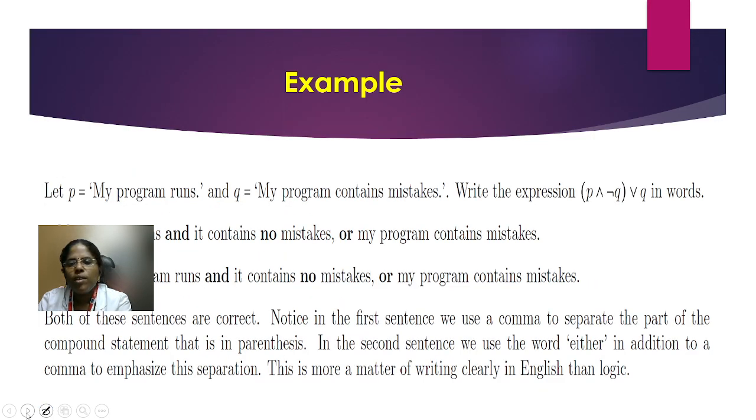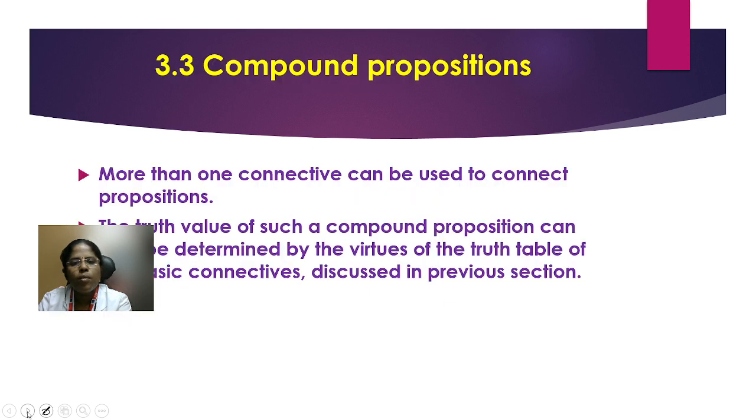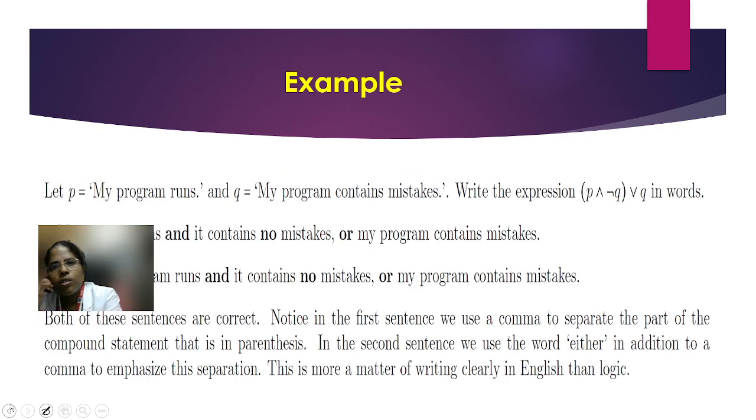From the next example onwards, I will explain compound propositions in the next class. See here in this example, P represents my program runs and Q represents my program contains mistakes. So write the expression for P and not Q or Q. This gives rise to a compound statement. For the compound statement, I will explain in the next class.